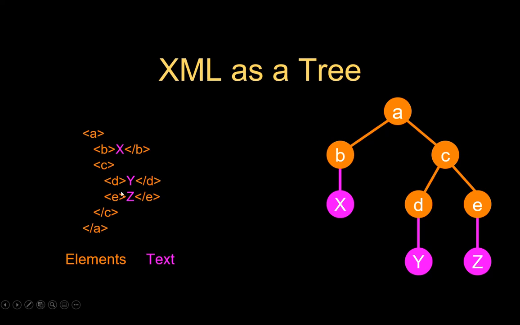And under C, we have two other branches, which are D and E. D has the context of Y, and E has the context of Z. So this is how we can present XML as a tree.